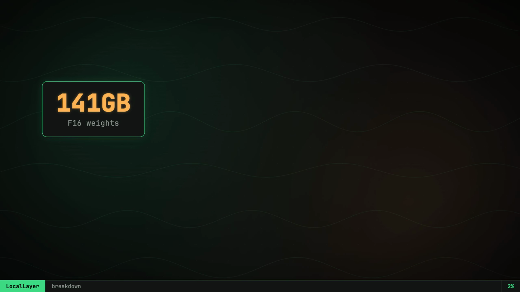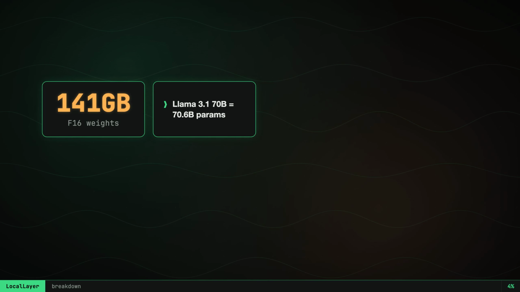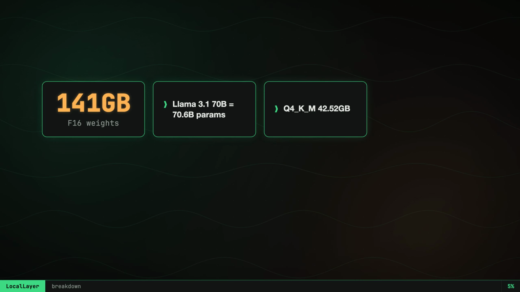Full precision Llama 3.1 70B is 70.6 billion parameters at 2 bytes each. That's 141 gig of weights alone. Quantized to Q4_K_M, the real Bartowski GGUF file is 42.52 gig. A 70B model does not meaningfully fit on one 24 gig card at any quality worth using.